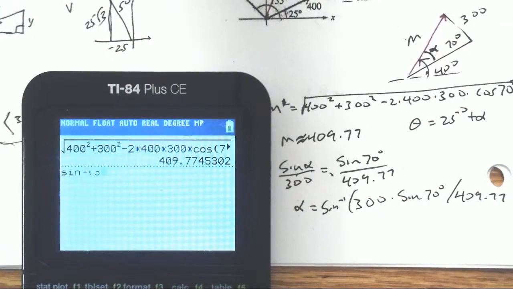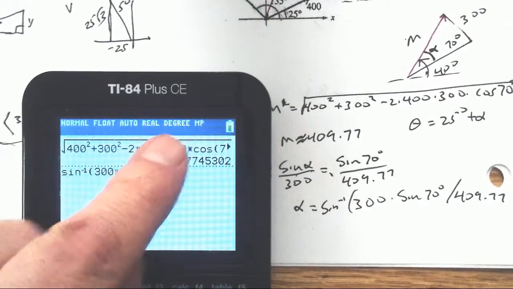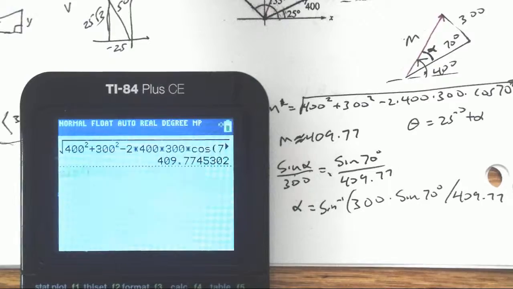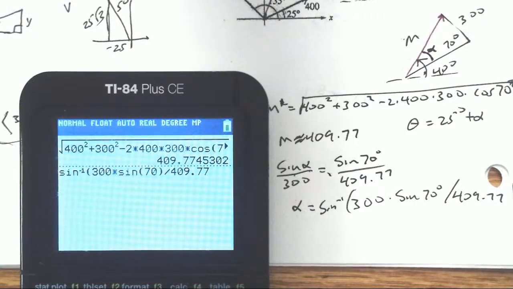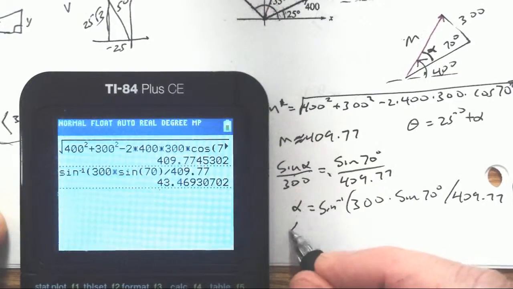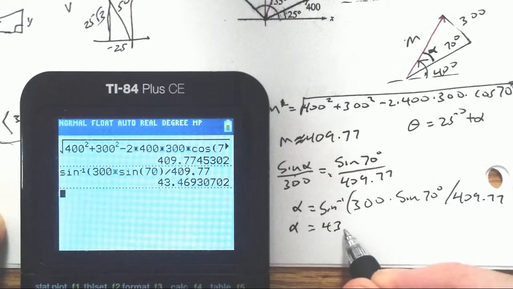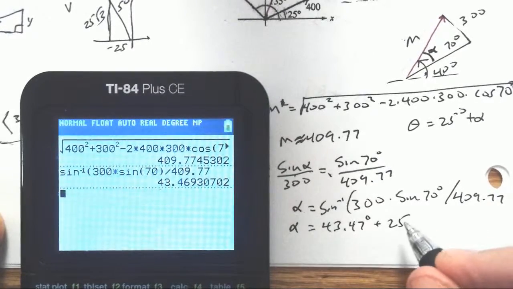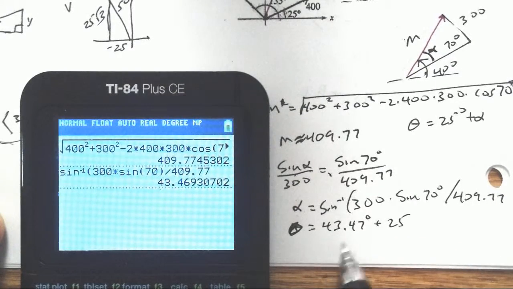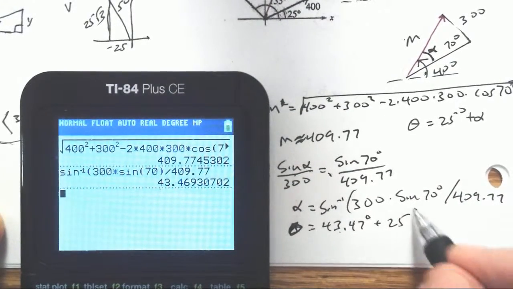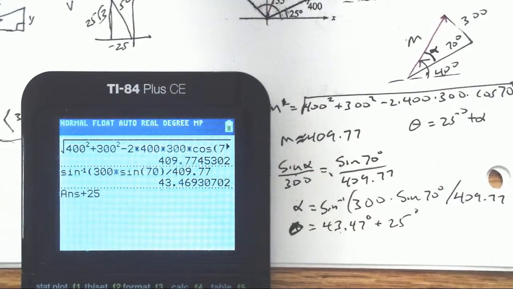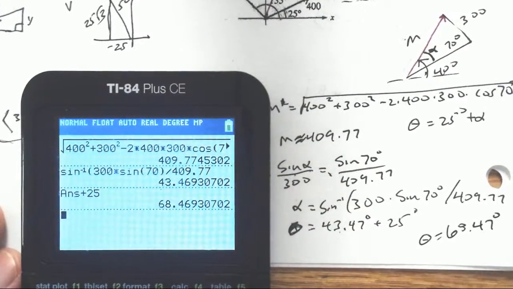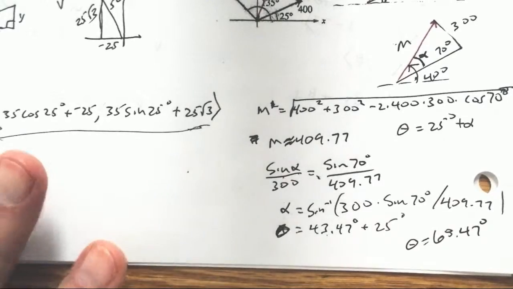Sine inverse of 300 times sine of 70, we'd be in big trouble already if I wasn't in degrees, divided by 409.77. And we get phi is 43.47-ish. Theta equals phi, 43.47, plus the 25 degrees. So I need to add on 25 and I've got theta. Theta is 68.47 degrees.